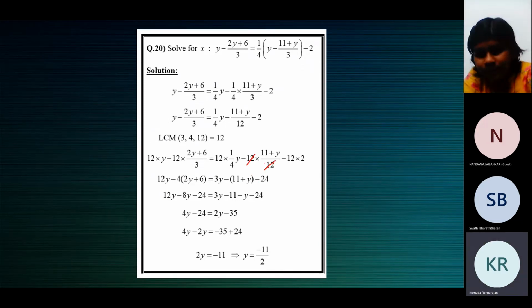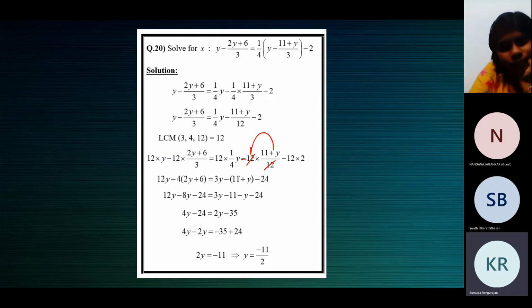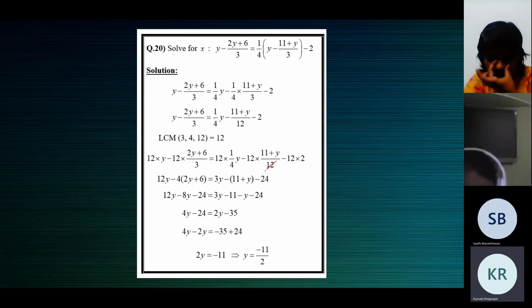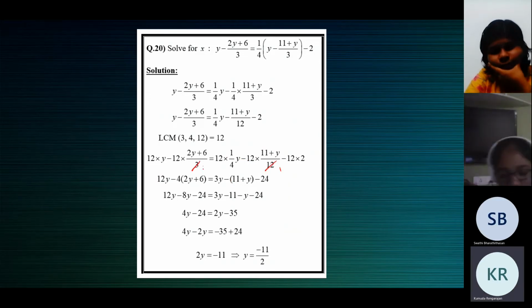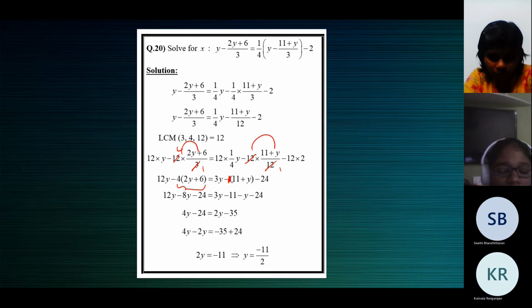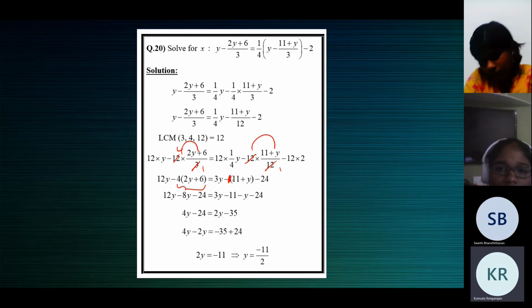Yes, ma'am. 12 and 12 cancels, there's a 1. So it's minus 1 into 11 plus y. It's okay if you don't write that 1 also. See, at 12 ones are... here it is 3 ones are 3, 4 ones are 4, so 4 into 2y plus 6. But here 12 ones are 12, it's 1 into 11 plus y. It's okay, it's 1, so you don't have to. If you want, you can put a 1 outside here. Otherwise, you can ignore it. You can take 1 if you feel that's more convenient to understand.